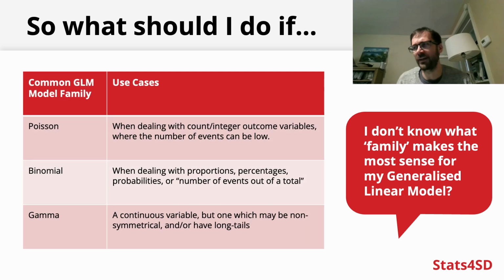So if you have a count variable, an integer variable, the number of events, and particularly if those number of events is relatively low, that's when you would be looking at a Poisson regression model to deal with that integer outcome. I've already mentioned the binomial family, which links to a logistic regression model. These are one and the same thing. A binomial generalized linear model is another name for a logistic regression model.